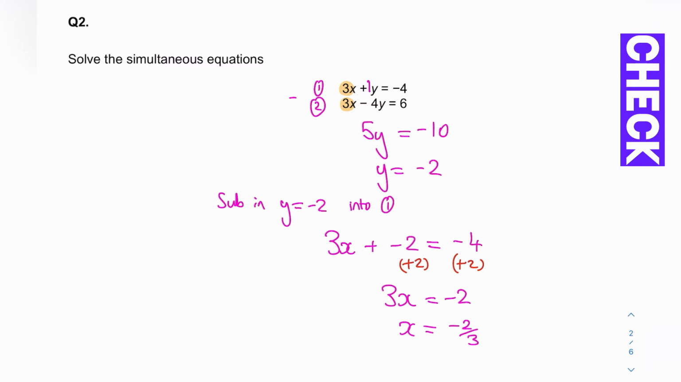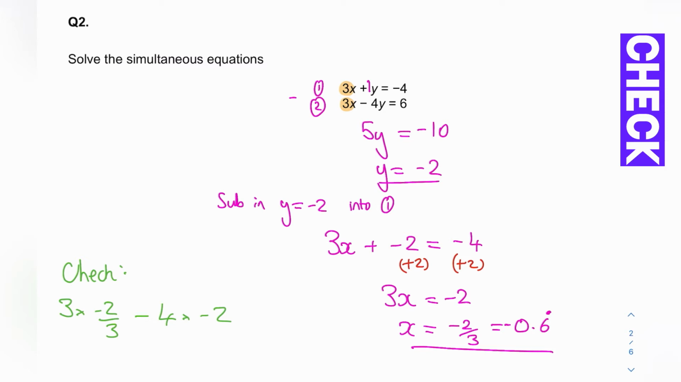You can write this as a decimal, but you'd need to make sure you write it as 0.6 recurring, and you'd need the recurring. So my advice here would be to keep it as that fraction. Okay, so now we've worked out what y is and what x is, we can substitute them in to our second equation to check our answers are right. We've got 3 lots of x, so 3 multiplied by negative 2/3, minus 4 lots of y.